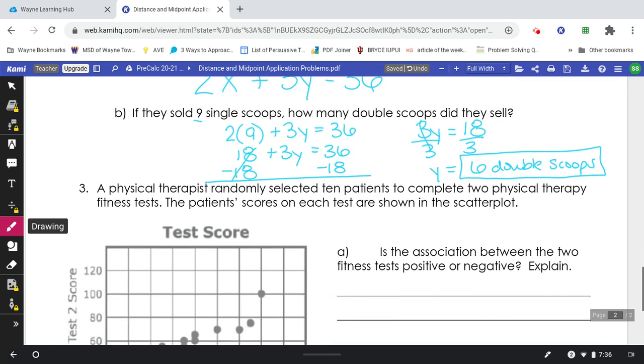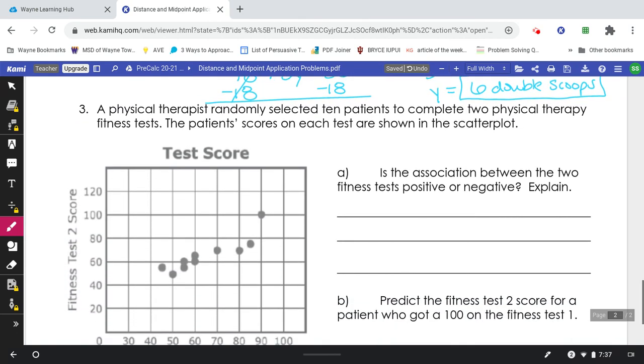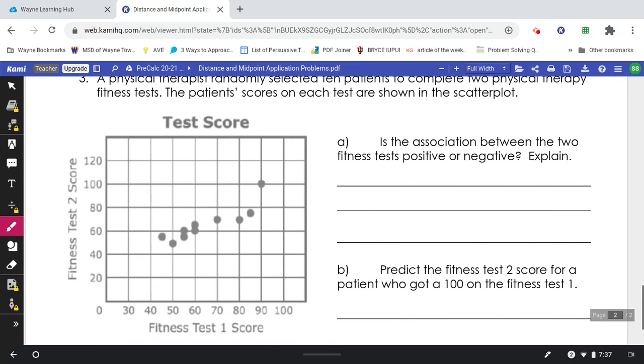Okay. For our last problem, have a little table graph here. A physical therapist randomly selected 10 patients to complete 2 physical therapy fitness tests, right? Maybe one was doing jumping jacks, another one was running on the treadmill. The patient scores on each test are shown in the scatter plot.